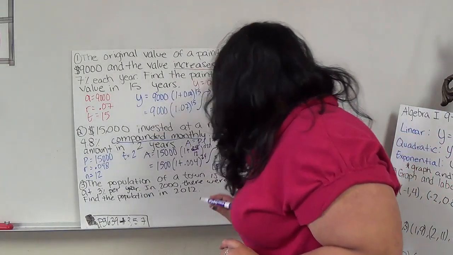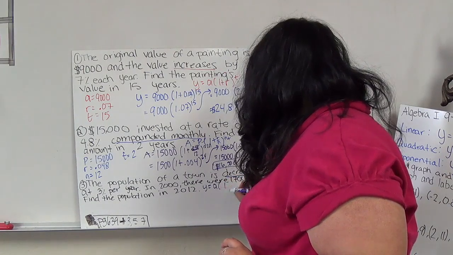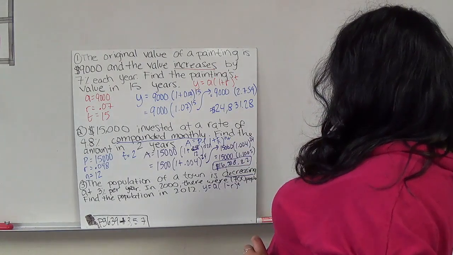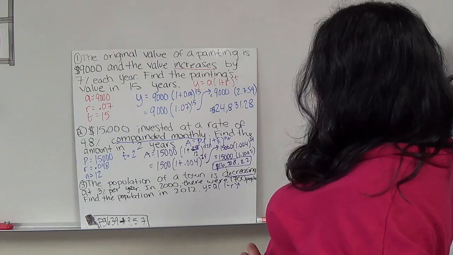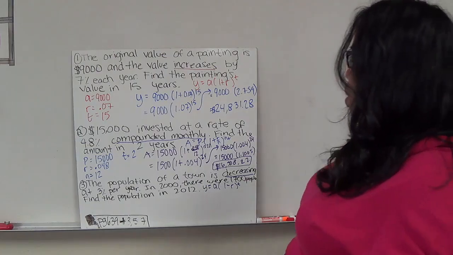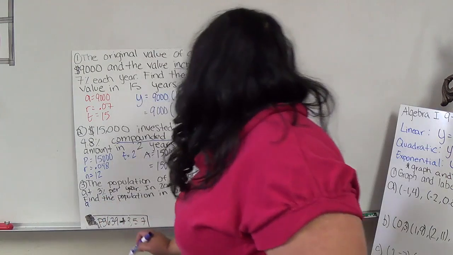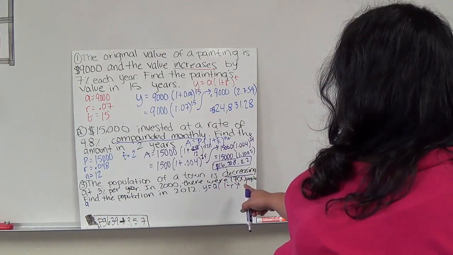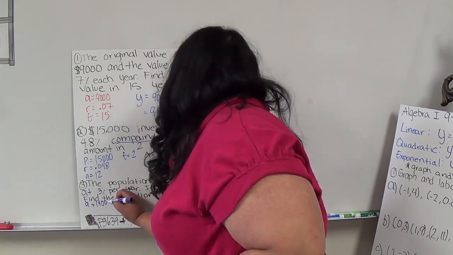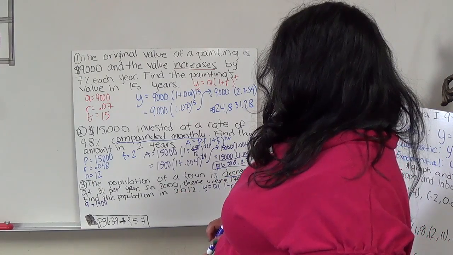With exponential decay, it's just one that we're dealing with. So y equals a times (1 minus r) to the power of t. Okay, so the population of a town is decreasing at 3% per year. In 2000, there were 1,700 people. Find the population in 2012. Okay, so same values here. My initial amount is 1,700 people, and it's decreasing 3% per year.